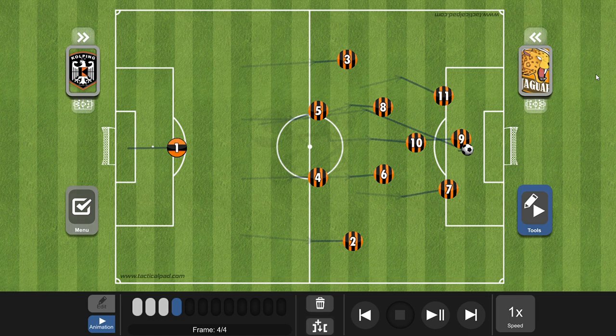This concludes our offensive formation discussion. We will return shortly with the defensive.